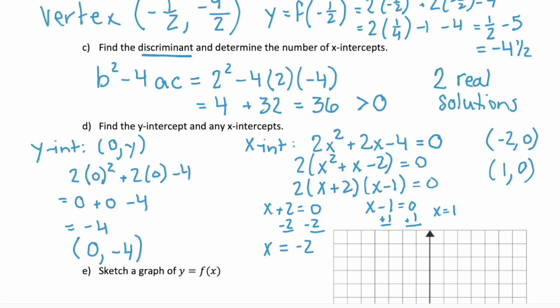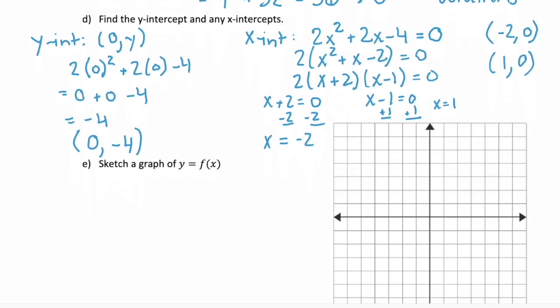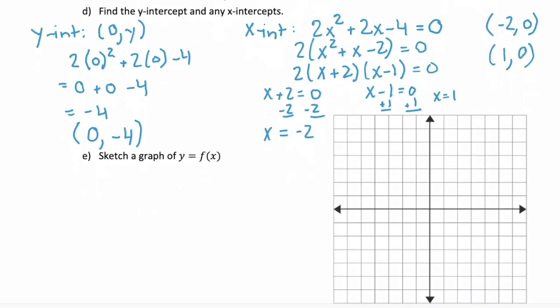And part E is asking us to sketch a graph. So I would start with those intercepts. So our y-intercept is 0, negative 4. And then our x-intercepts are negative 2, 0, and 1, 0. Now, you also want to plot the vertex because that'll give you that axis of symmetry line. So it'll be easier to draw a more realistic quadratic. So our vertex was negative 1/2 and negative 4.5. So that would be right here.